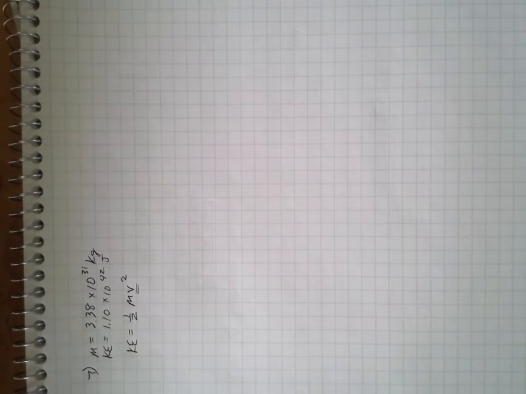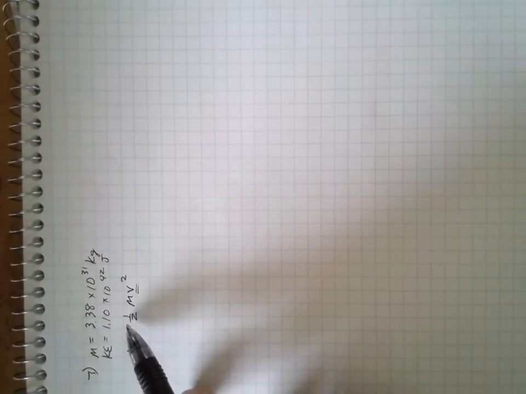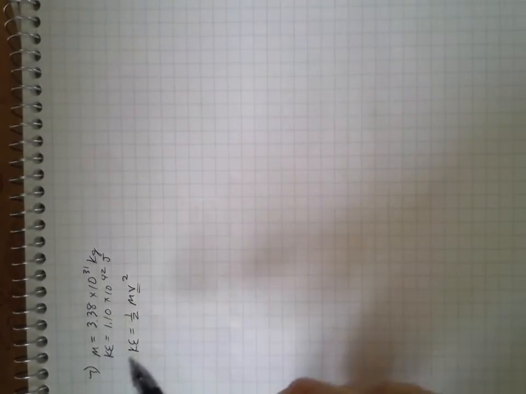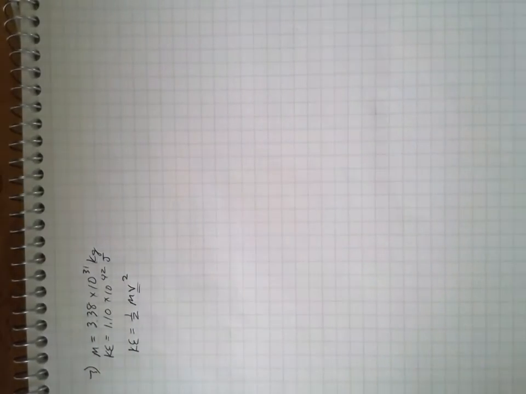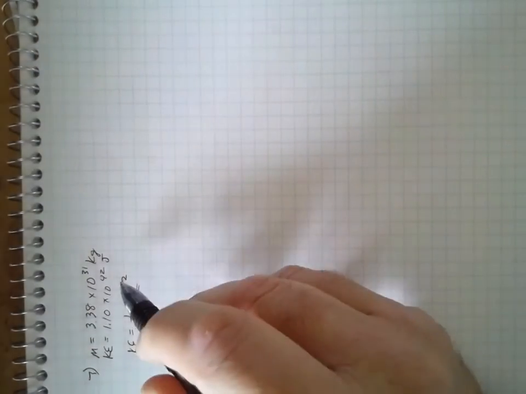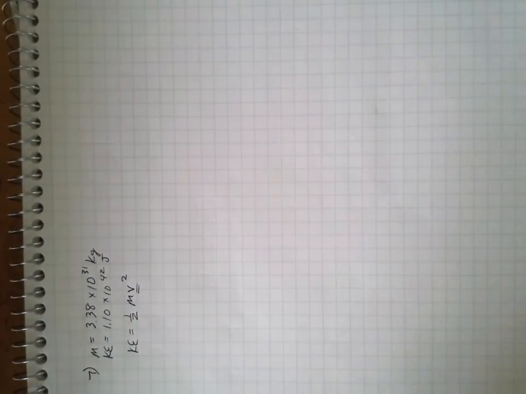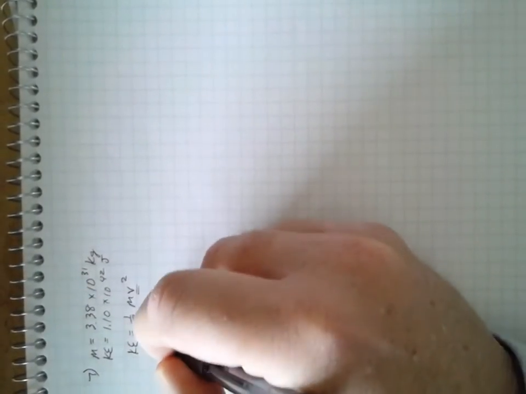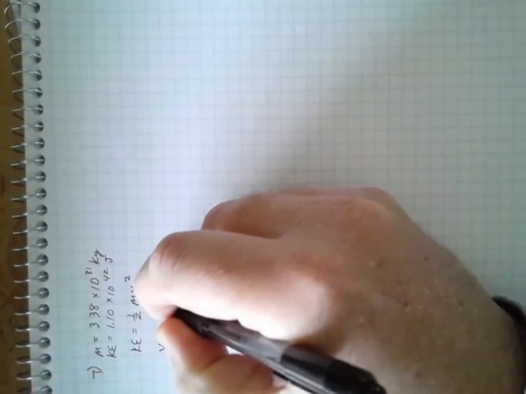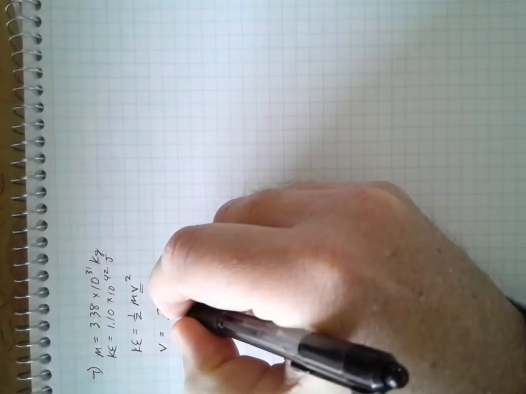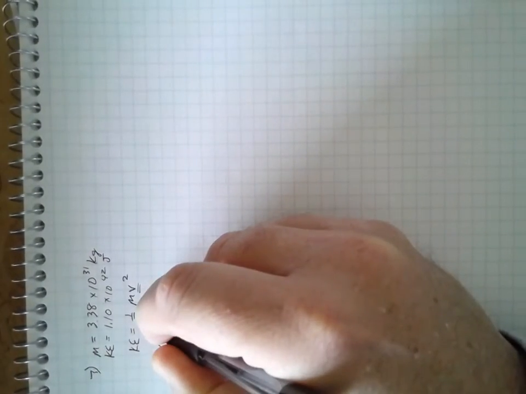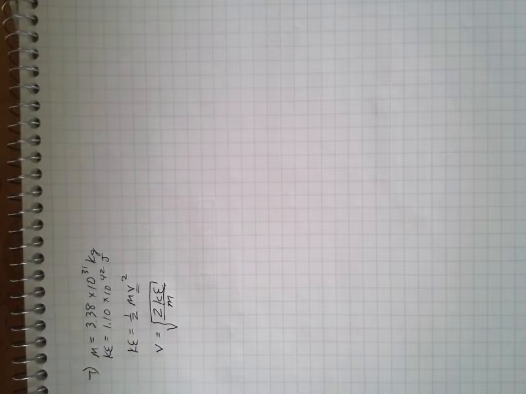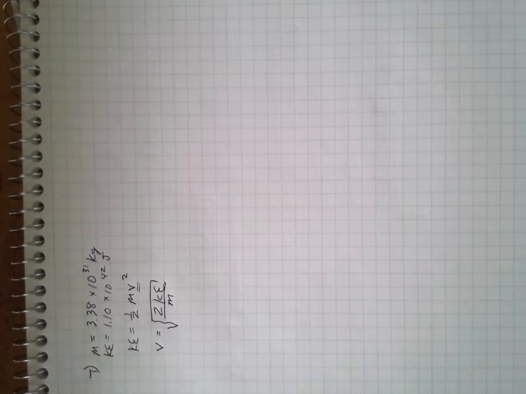So we have to do simple algebra to get it to v. We need to isolate v, get it by itself. Here we're dividing by 2, so we're going to multiply by 2. Here we're multiplying by m, so we're going to divide by m. And then we're squaring v, so we're going to take the square root of it. So v is equal to 2 kinetic energies divided by the mass, and then we take the square root of this whole thing. That's the formula we're going to use for this particular one.